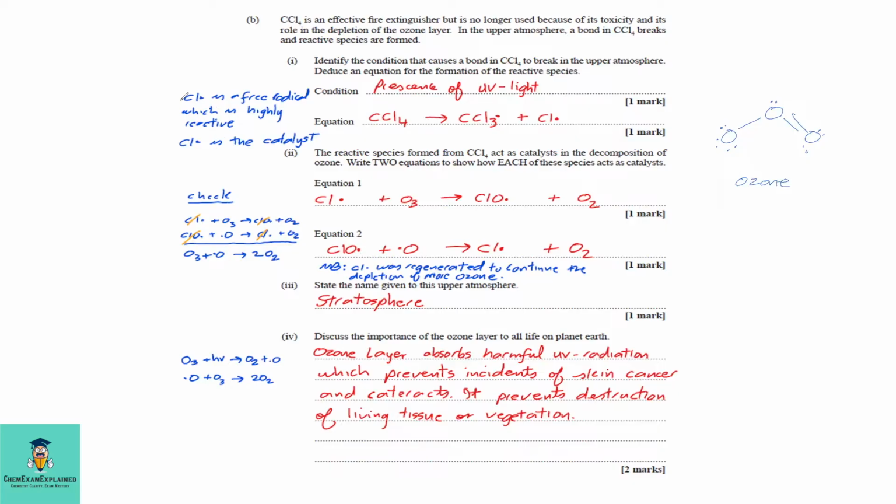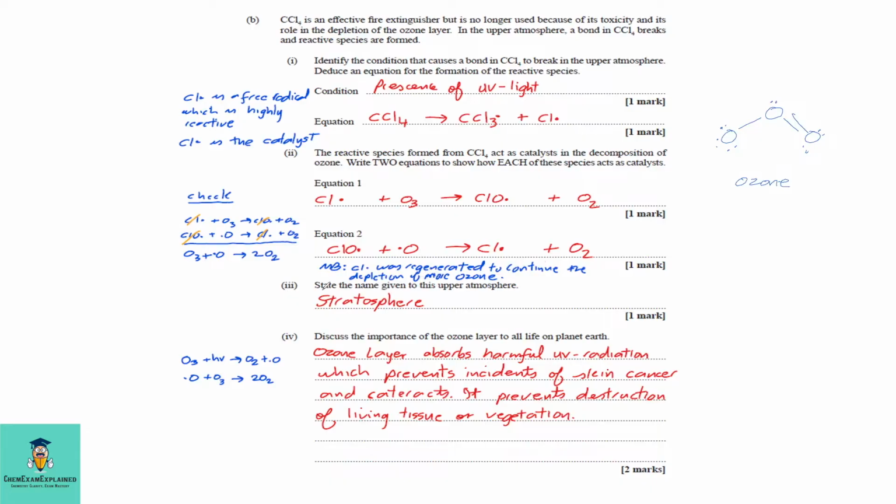Remember that the Cl radical is very reactive, and it is acting as the catalyst to continue the breaking up of ozone. Because after the destruction of ozone forming O2, it is regenerated. So you must note that the Cl radical was regenerated to continue the depletion of more ozone. And it will continue to do so unless it is removed from the environment.